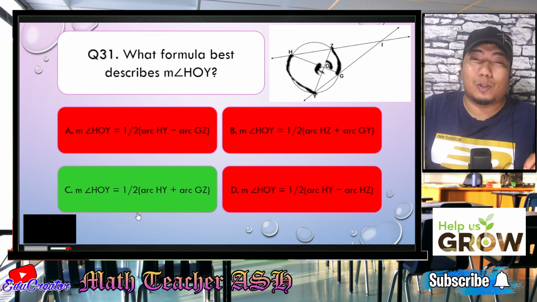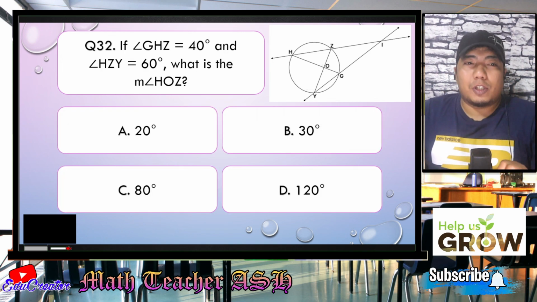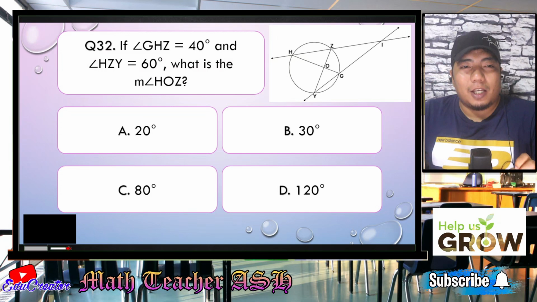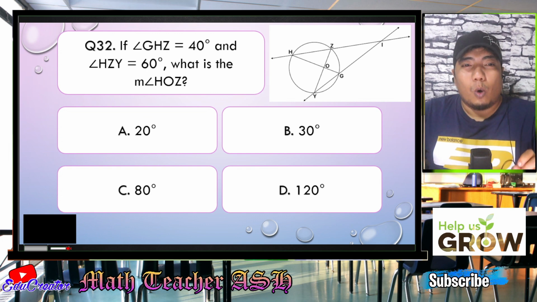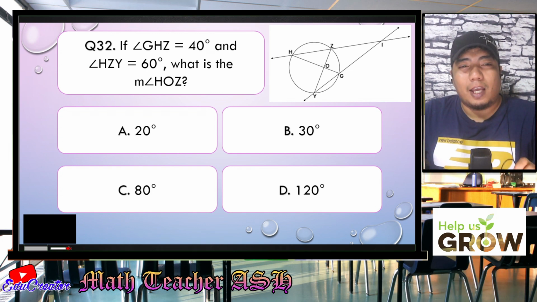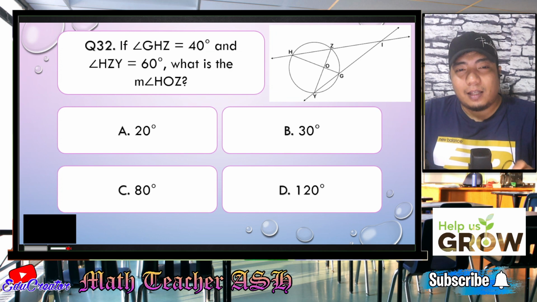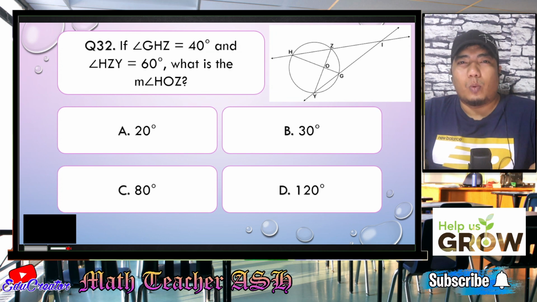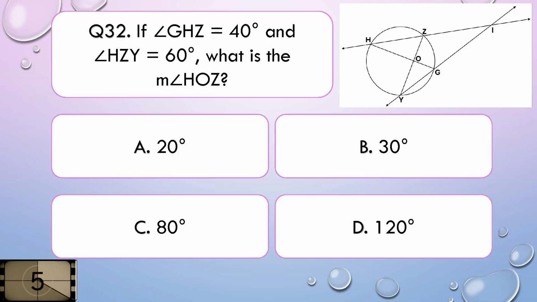So now let us go to question number 32. Angle GHZ is equal to 40 degrees and angle HZY is equal to 60 degrees. What is the measurement of angle HOZ? Is it A, 20 degrees, B, 30 degrees, C, 80 degrees, or D, 120 degrees? I'll give you 5 seconds to think about your answer.